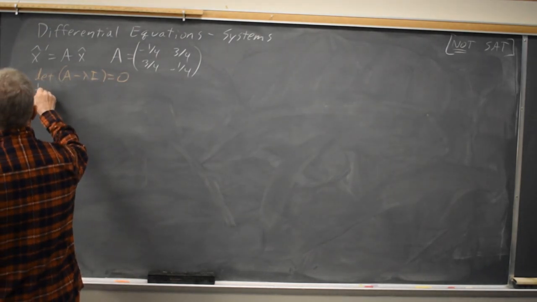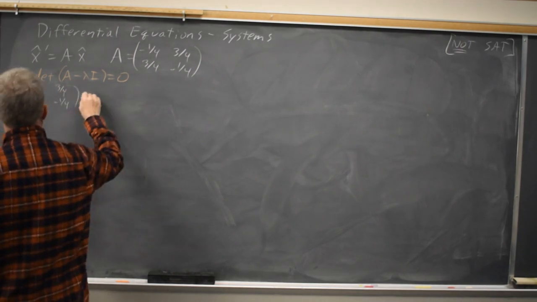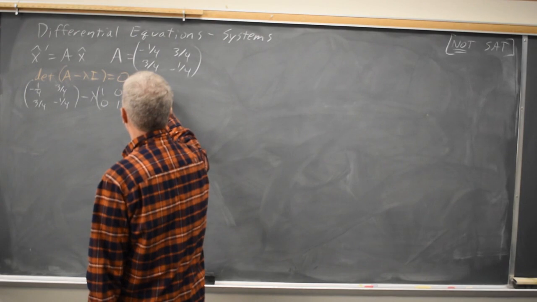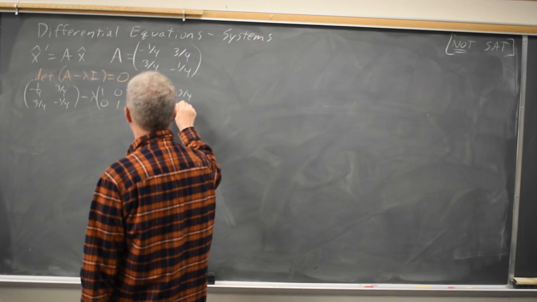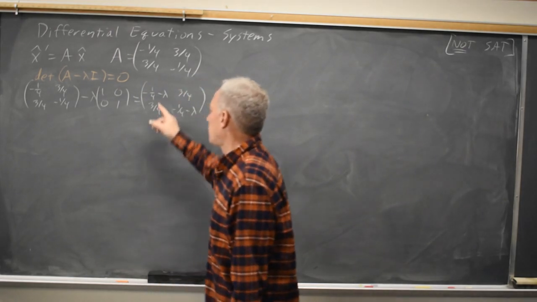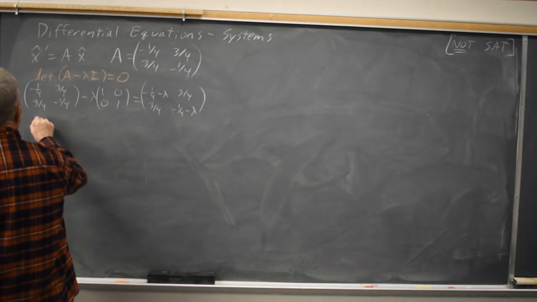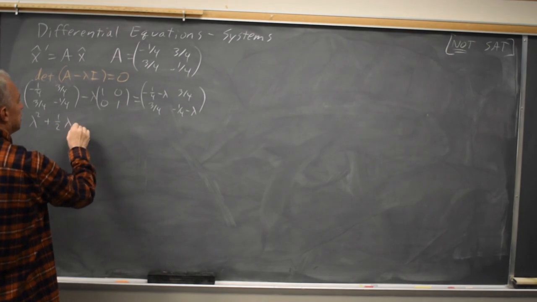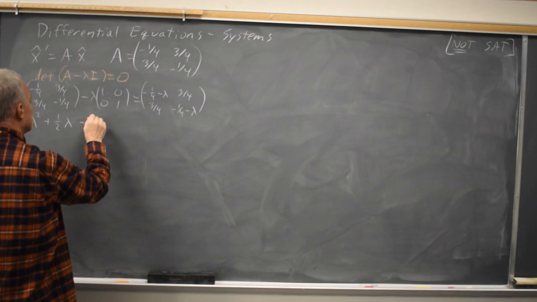So A is negative 1/4, 3/4, 3/4, negative 1/4, and then minus lambda times 1, 0, 0, 1 gives us negative 1/4 minus lambda, 3/4, 3/4, negative 1/4 minus lambda. That determinant would be the product AD minus BC for a 2 by 2 matrix. So we're setting lambda squared plus 2/4, which is 1/2 lambda, plus 1 over 16, and then minus 9 over 16, so that's minus 8 over 16, minus 1/2.